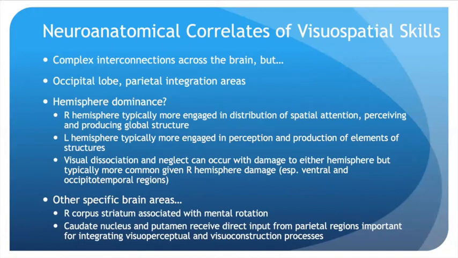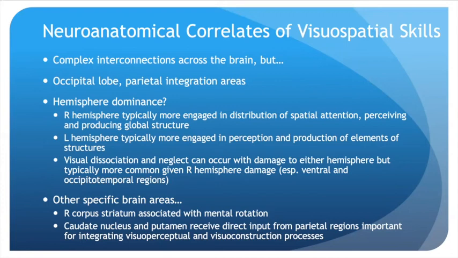The neuroanatomical correlates of visuospatial skills. So as this is a running theme here, there's complex interconnections across the brain, but occipital lobe, parietal integration centers are very important for visuospatial skills, obviously. In terms of hemisphere dominance, right hemisphere typically is more engaged in distribution of spatial attention, perceiving and producing the global structure, while the left hemisphere is typically more engaged in perception and production of elements of structures, like within. Visual dissociation and neglect can occur with damage to either hemisphere, but they're more common in right hemisphere damage.